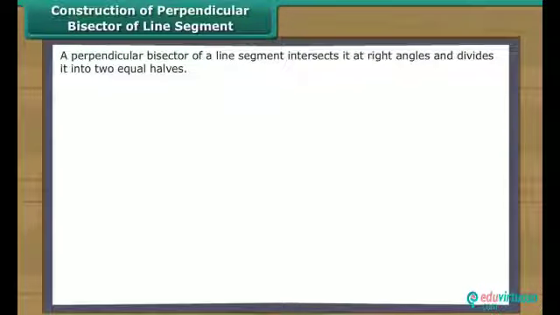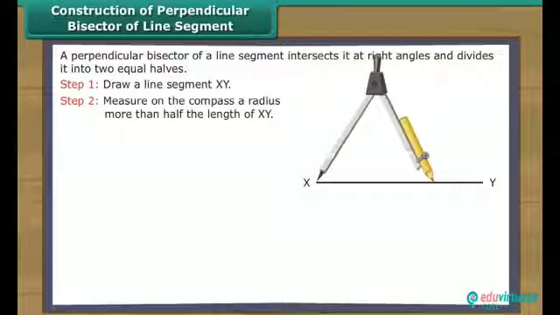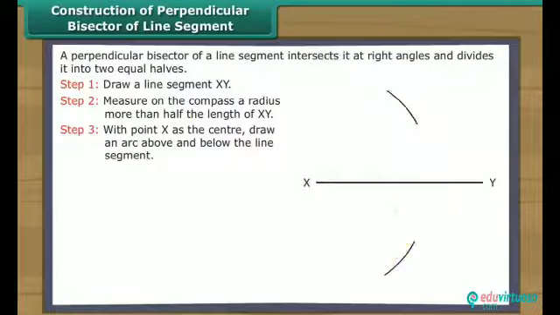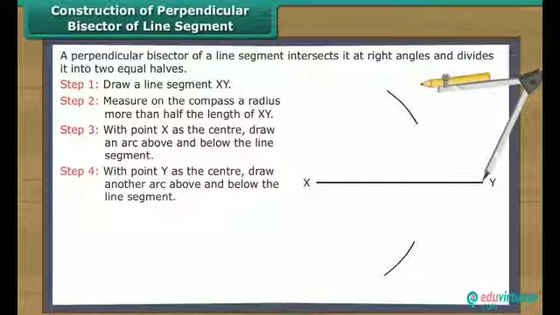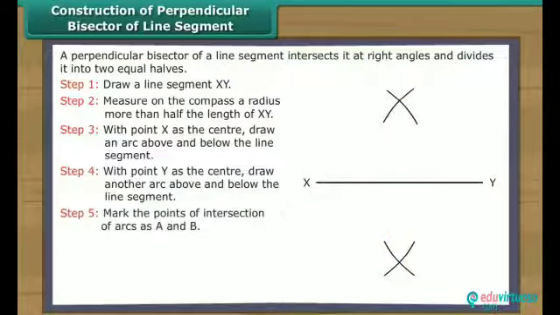Construction of perpendicular bisector of line segment. A perpendicular bisector of a line segment intersects it at right angles and divides it into two equal halves. Draw a line segment XY. Measure on the compass a radius more than half the length of XY. With point X as the center, draw an arc above and below the line segment. With point Y as the center, draw another arc above and below the line segment. Mark the points of intersection of arcs as A and B.